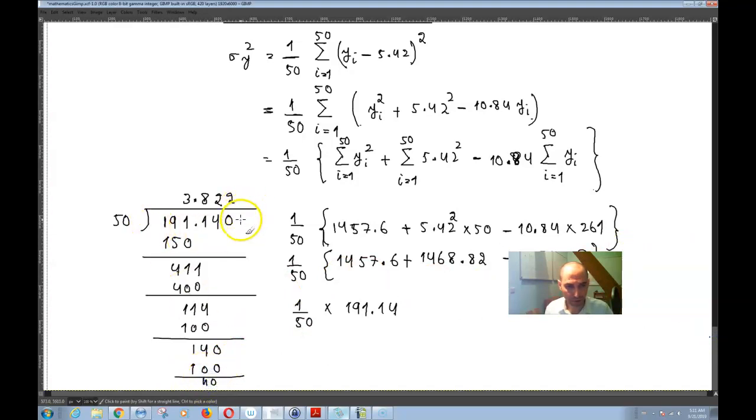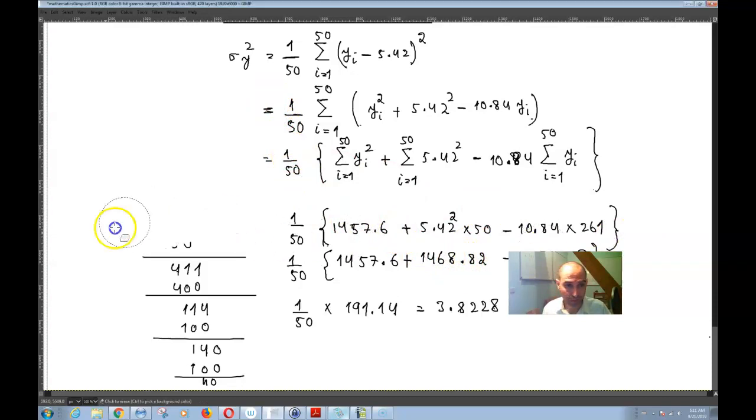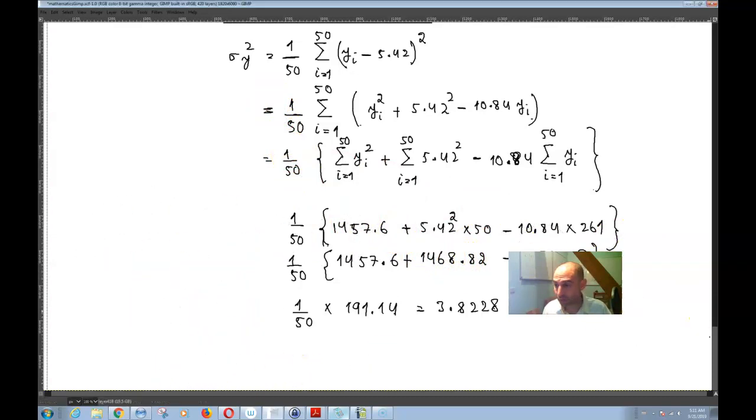and 8 times, so that's 3.8228. That's equal to 3.8228. So 191.14 divided by 50 is equal to 3.8228. So that is your sigma y squared.